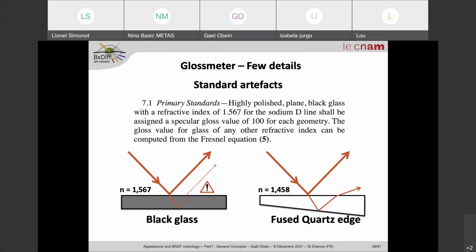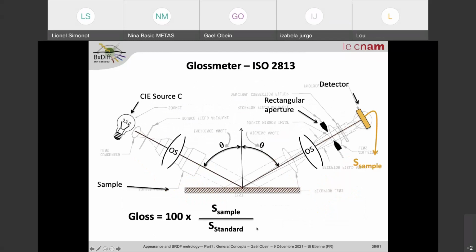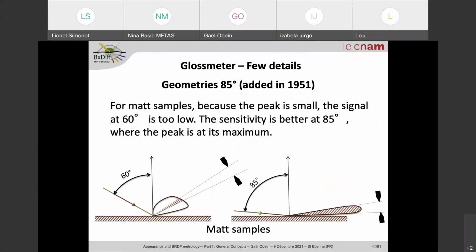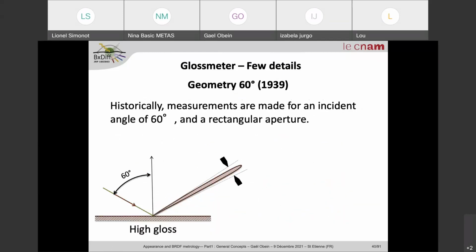And then you do the measurement on the standard, you do the measurement on the sample, you do the ratio, you multiply by 100, and you have the gloss value. That's for the gloss meter. So this work has been done by Hunter, in fact, who is a very famous scientist that has worked on the measurement of appearance, in 1936 for the publication and 39 for the standard.